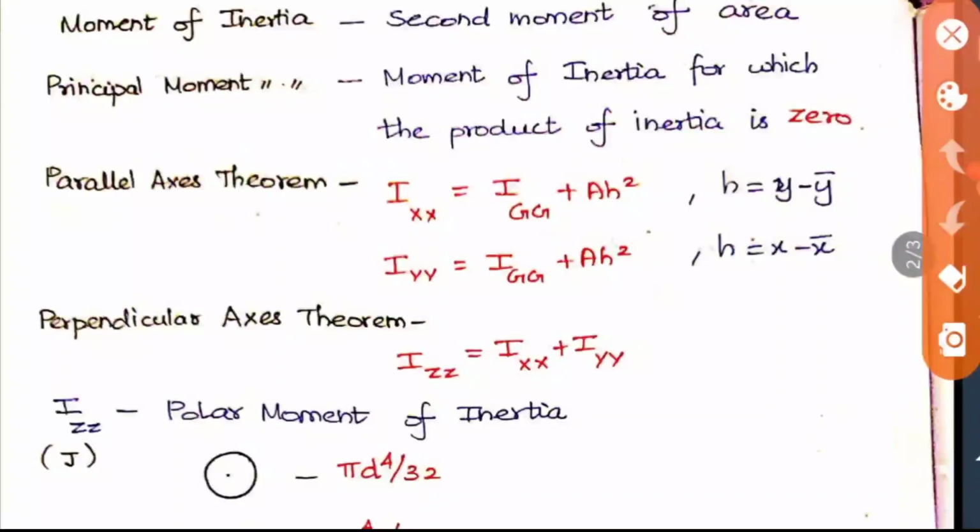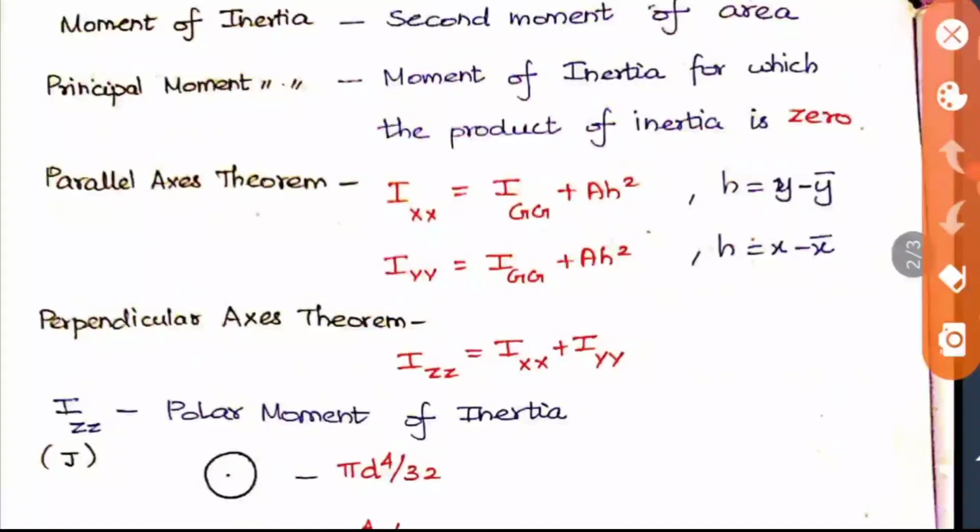So here the principal moment of inertia is a term for which the product of inertia will be 0. So this is also an important point. And here there are two theorems, parallel axis theorem and perpendicular axis theorem. With respect to the I values only they are given.